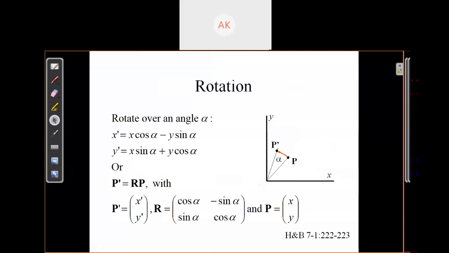The next transformation is rotation. A two-dimensional rotation is applied to an object by repositioning it along a circular path. In translation, we translate our object in a straight line, but in the case of rotation, we reposition the object in a circular path. As you can see here, P is the original position and P dash is the rotated position. After rotation, the path it followed is a rotational path. It's not a straight line.